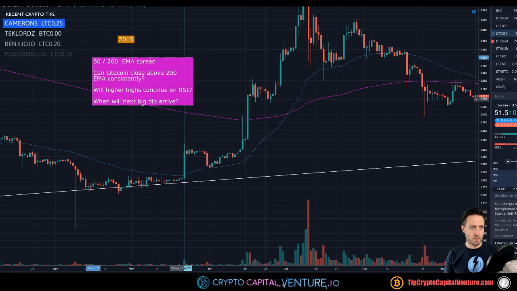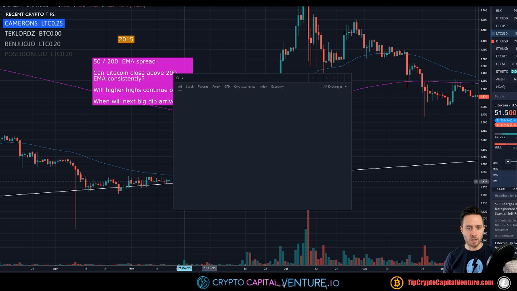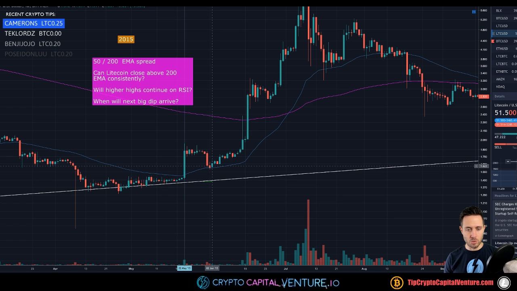4 questions, and I'll go through the questions and then we'll do it one by one. So number 1, we want to analyze this spread between the 50 EMA, this blue line down here, and the 200 EMA. So we're going to look at that spread in 2015, which you see on the chart, and 2019 currently. What does it look like? It's very important.